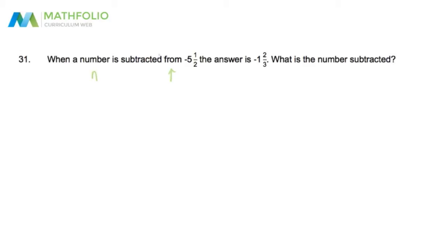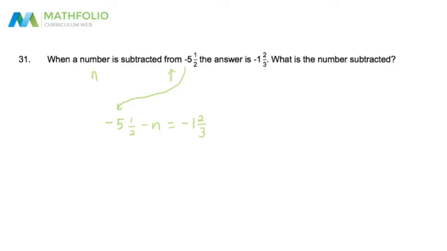When n is subtracted from this, so that means we take this, put it first, negative 5 1/2. That's going to be the first number. When n is subtracted from this, the answer is negative 1 2/3. What is the number subtracted? So in this case, we just have to solve this 2-step equation. And so let's go through it.